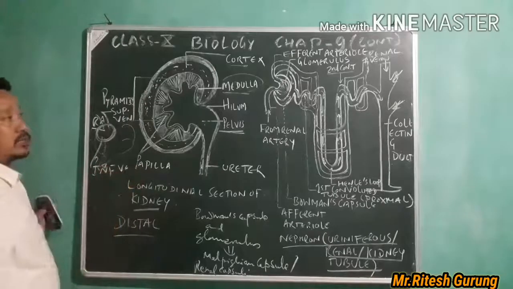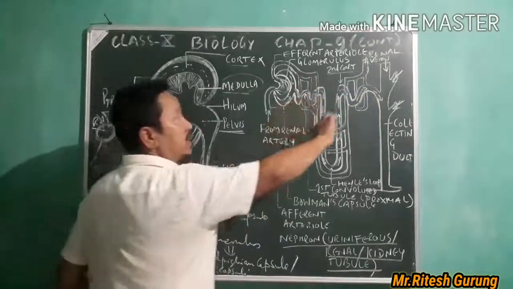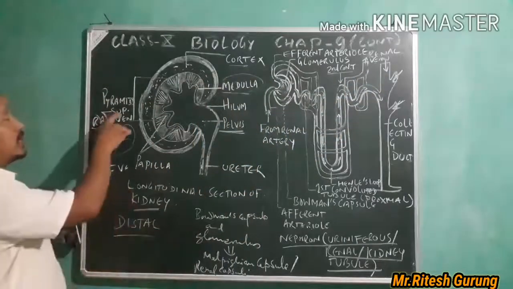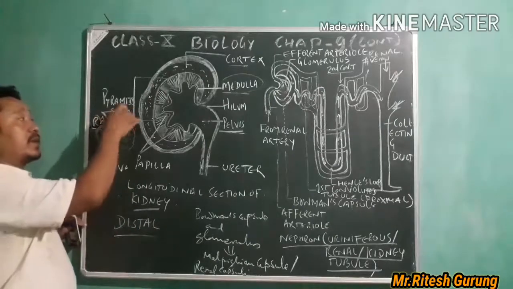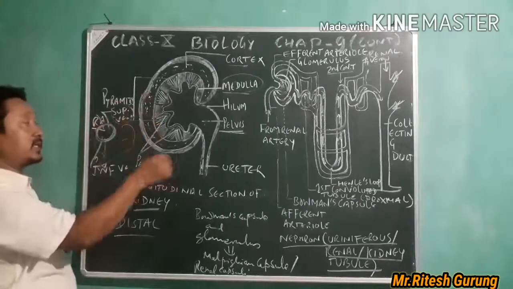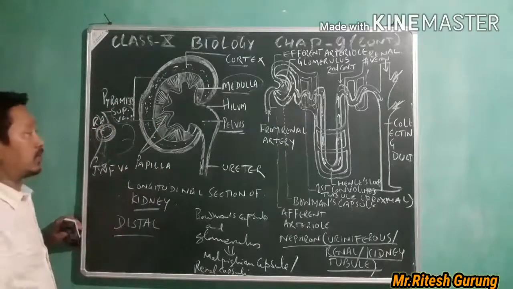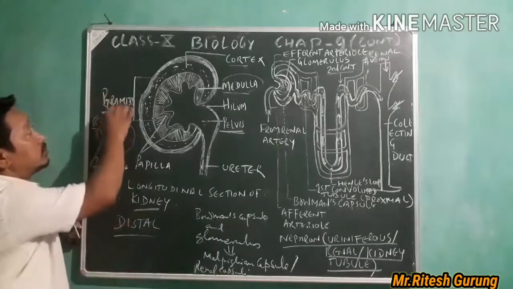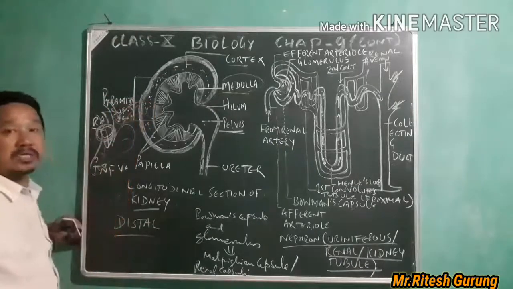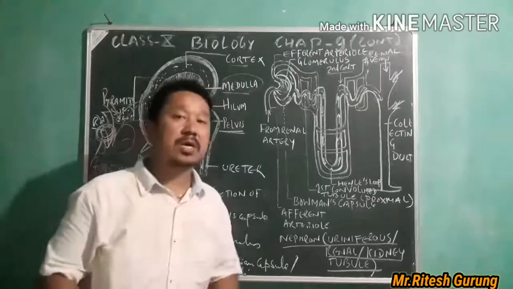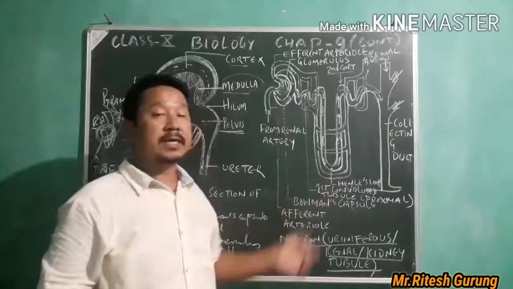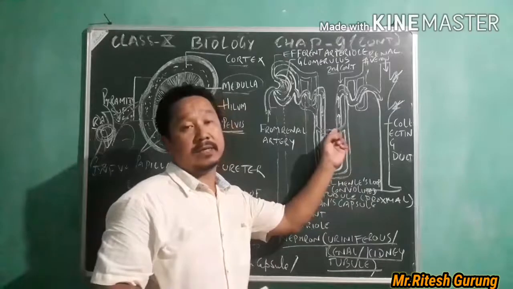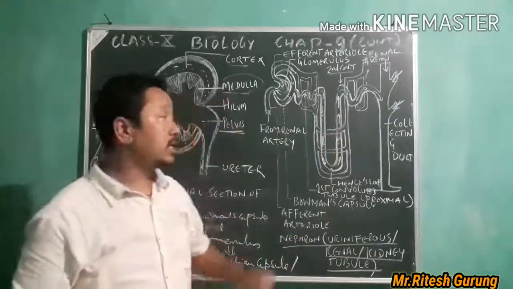So the impure blood from the kidney is collected by the renal vein and opens into the vena cava, and at the end the vena cava will collect that impure blood from the kidney into the right auricle, and from the right auricle it goes down to the right ventricle, and from the right ventricle it goes to the lungs for purification. So this is how the blood flows into the kidney, and how blood goes away from the kidney.